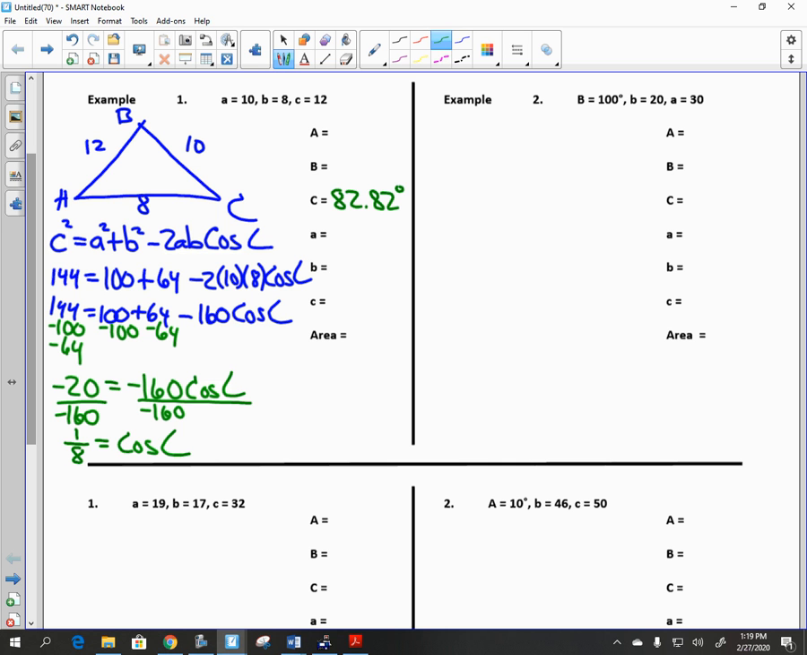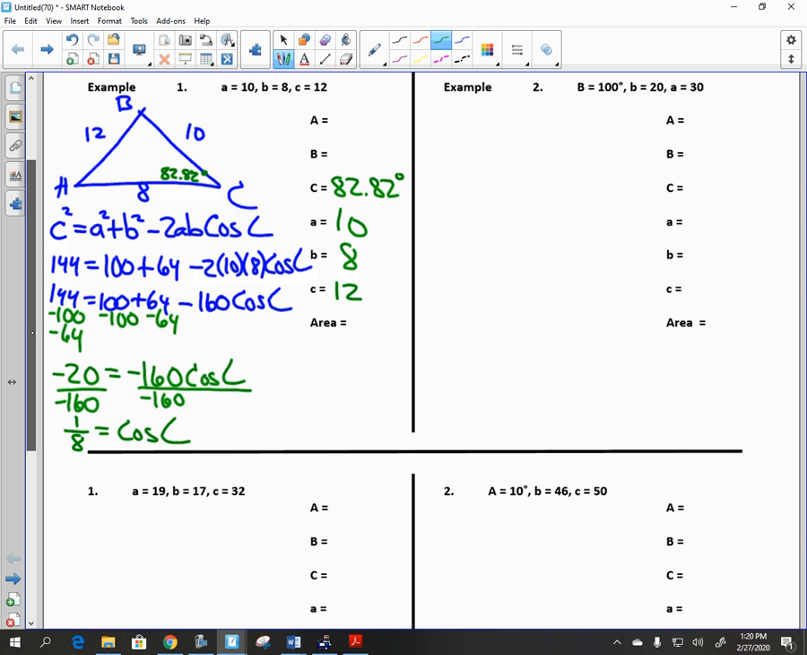Side A is 10. Side B is 8. Side C is 12. Okay, so what did you say, Gav? Yeah, exactly, because you're then just subtracting from 180, right? So anybody want to guess what I do to find the other angle? Let's do a simple law of sines.